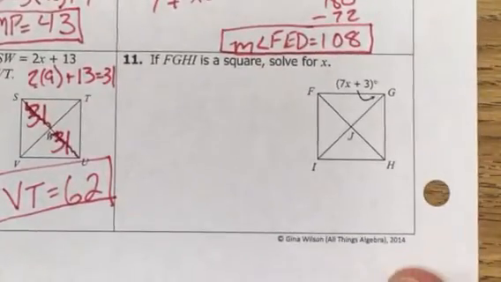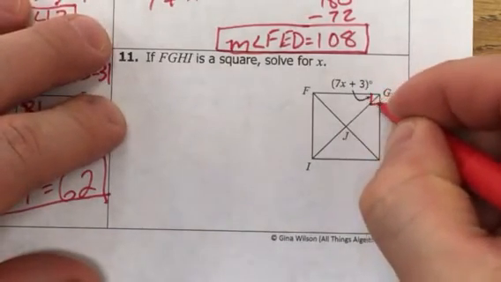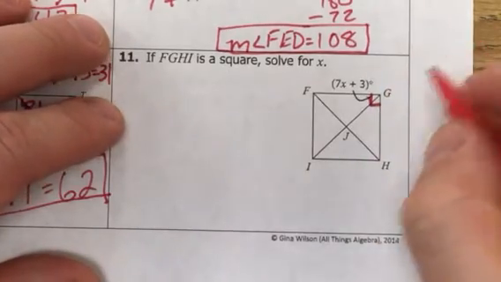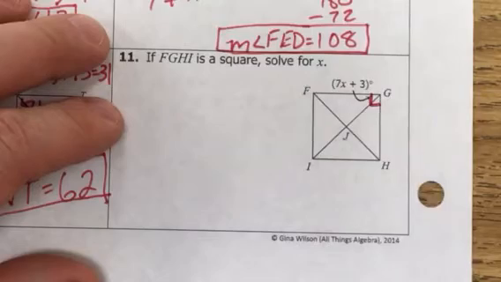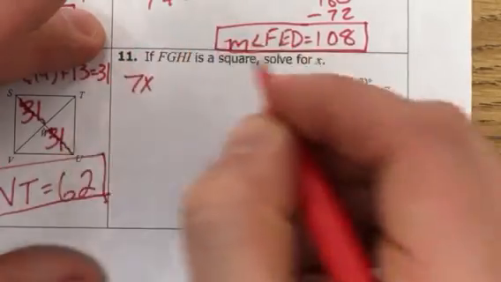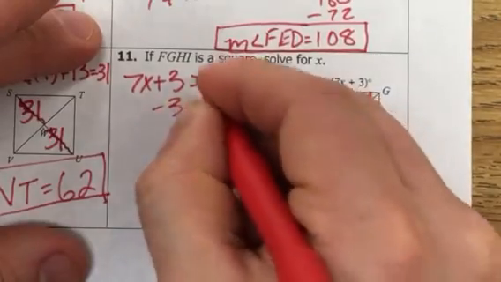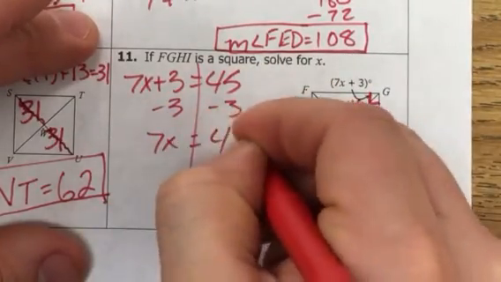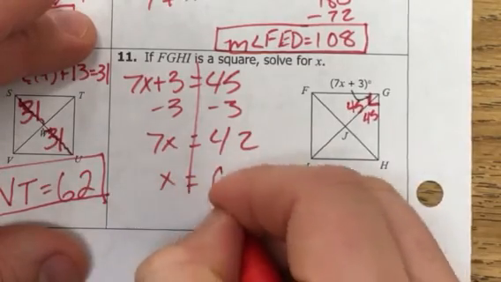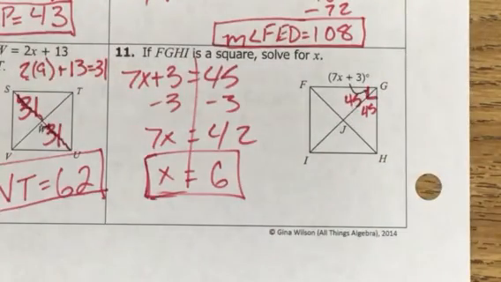Looking on to number 11. If FGHI is a square, solve for x. Again, special properties of a square. We know that all four angles are right angles, and we know that all four angles are bisected by the diagonal, which makes each piece 45 degrees. So I could say 7x plus 3 equals 45 degrees. Subtract 3 from both sides. I'm going to say that 7x is 42, or x is 6. In this case, that's all they asked for. We don't have to plug it back in. Got our information that we need.